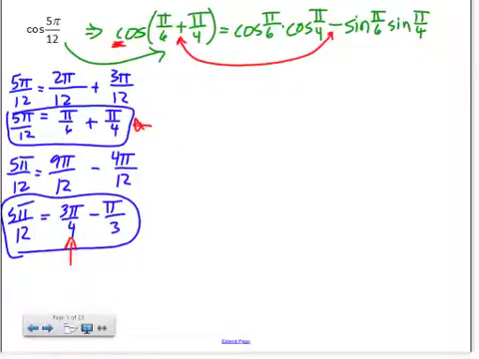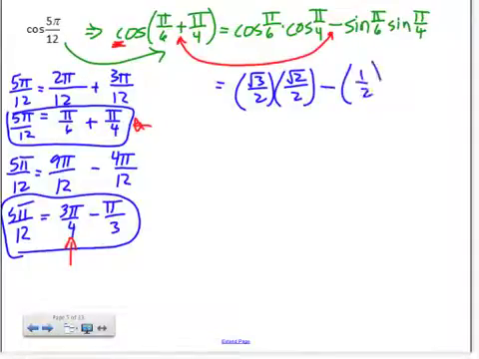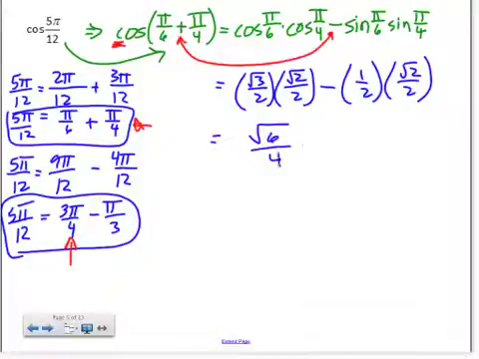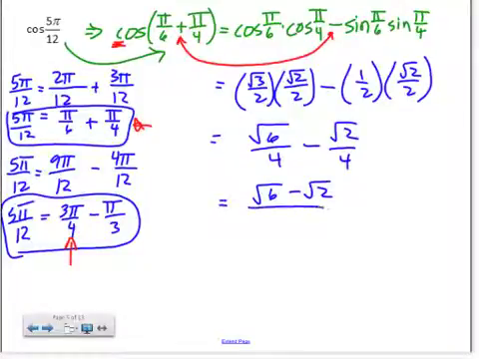All right. Okay. Cosine of pi over 6 is square root of 3 over 2 times square root of 2 over 2 minus 1/2 times the square root of 2 over 2. So that gives us square root of 6 over 4 minus the square root of 2 over 4, which equals the square root of 6 minus the square root of 2, over 4.